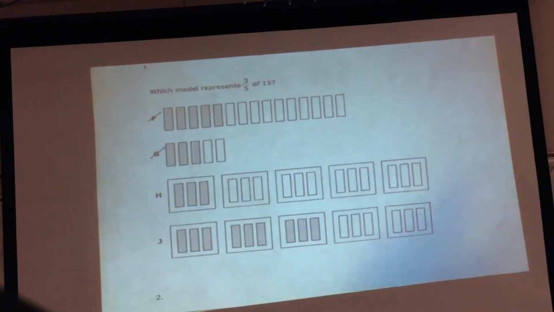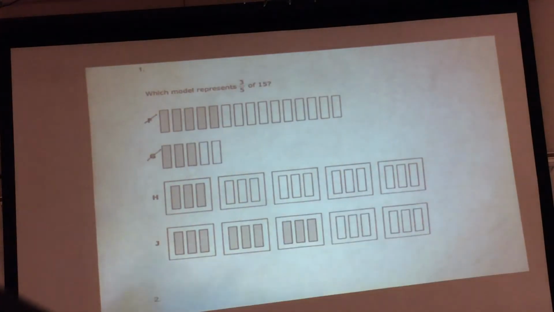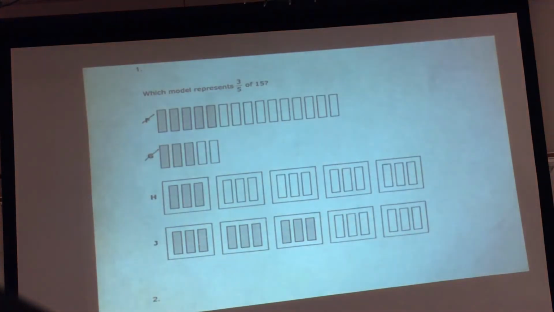Now I'm down to H or J. Do we agree that we have groups? Yes. Do we agree we have equal groups? There's 3 here, 3 here, 3 here, 3 here, 3 here. 3 here, 3 here, 3 here, 3 here, 3 here. Okay. How many groups are on H? 5. Okay. How many of those groups are shaded? 1. Okay, so is that 3/5 of that 15? No. So, probably not going to be H.